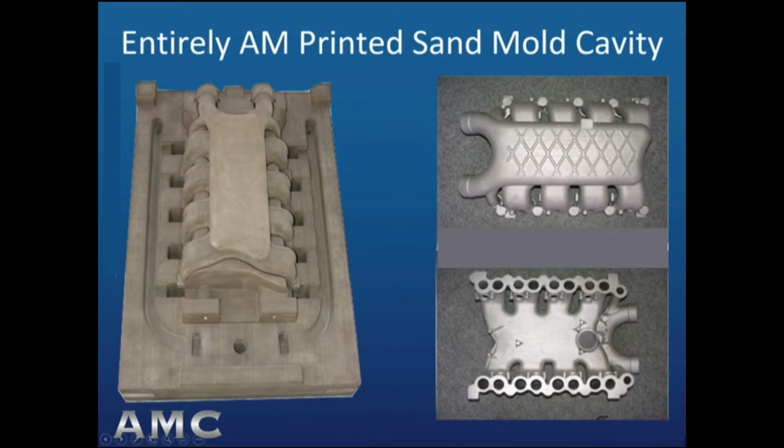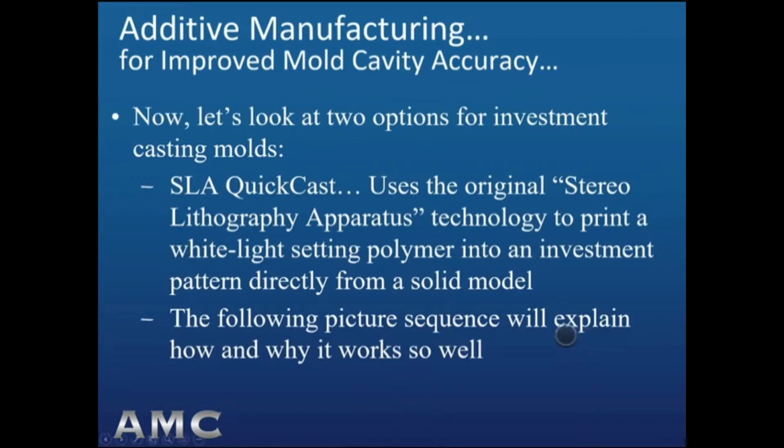Now let's look at two options for investment casting molds. SLA Quickcast uses the original stereolithography apparatus, that's where SLA comes from, technology, to print a white light setting polymer into an investment pattern directly from a solid model. The following picture sequence will explain how and why it works so well.